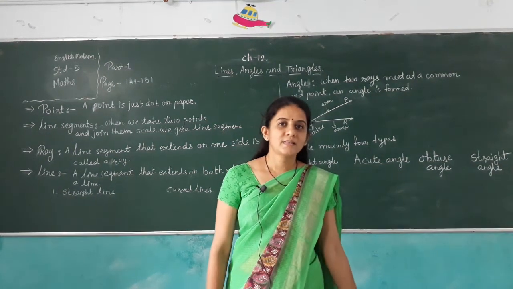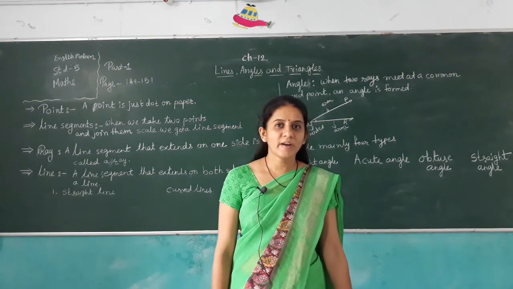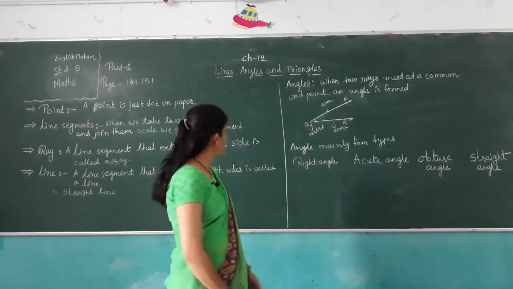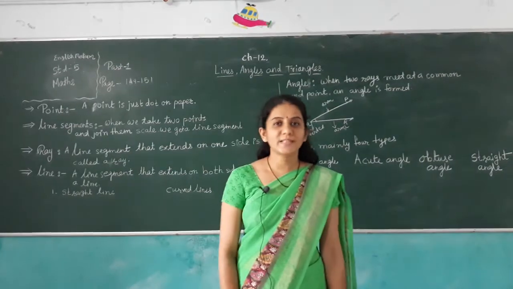Children, let's learn reference book Viva. Chapter number 12: Lines, angles and triangles in 5th standard.